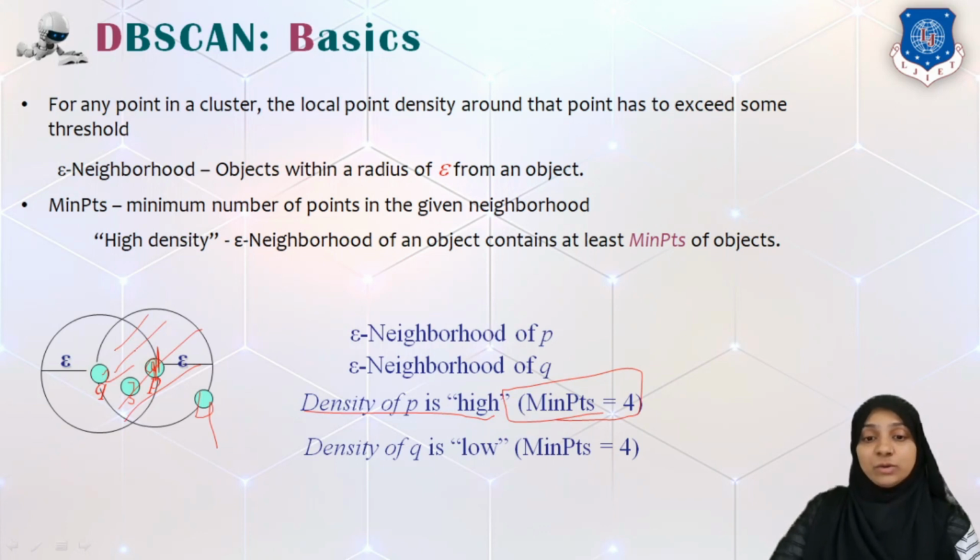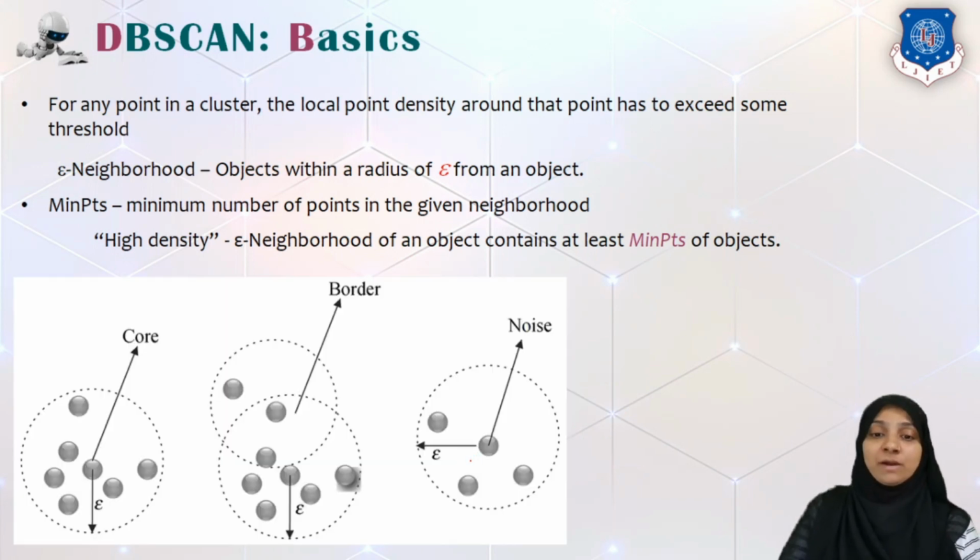But as compared to Q, if I draw a neighborhood area, I can have only 1, 2 and 3 points, which is not satisfying our minimum point criteria of 4. So we would say the density of Q is low. Now using this high and low density, we will make any point a part of a cluster or not a part of a cluster. As you can see, there are three different types of objects. These three types are core points, border points and noise points.